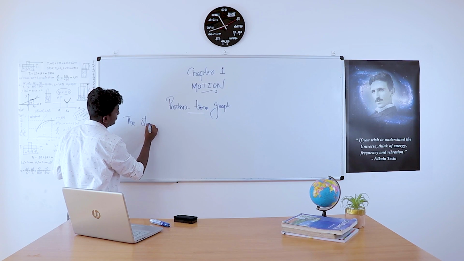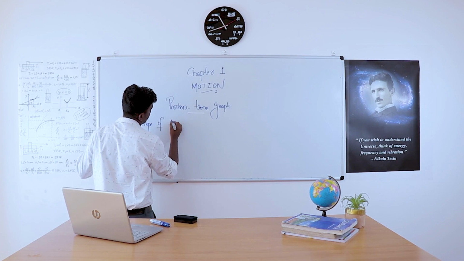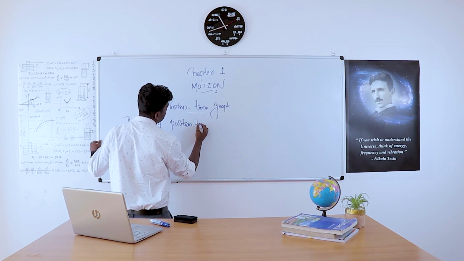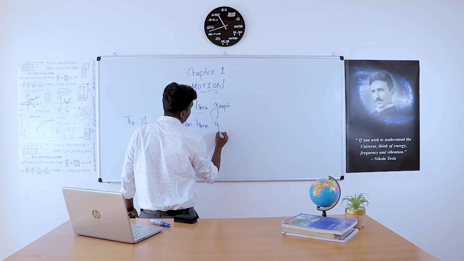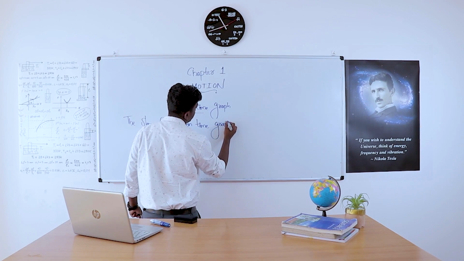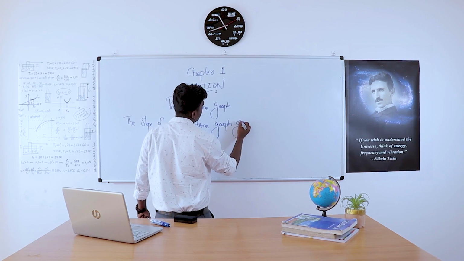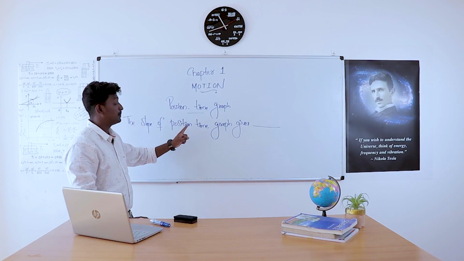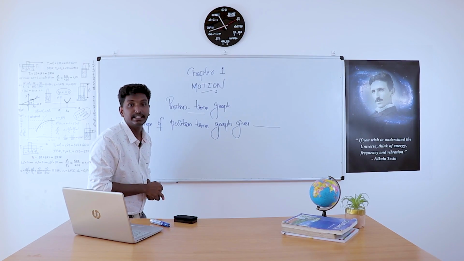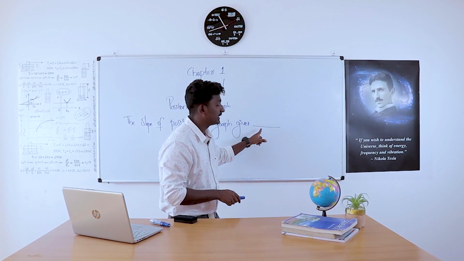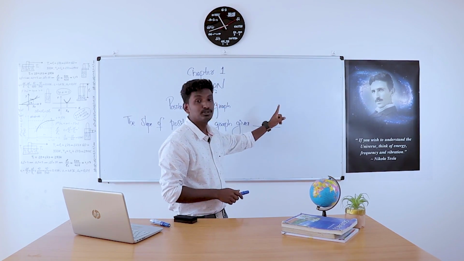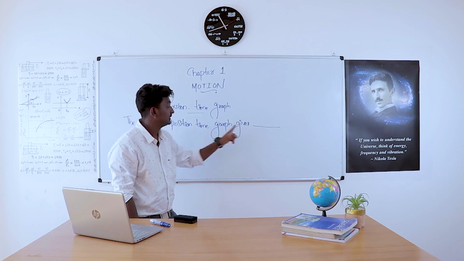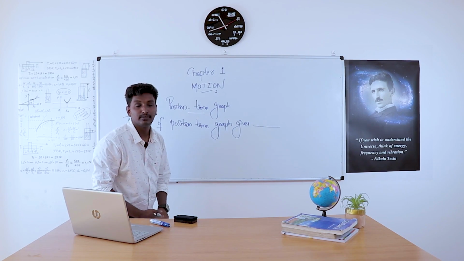The slope of position time graph gives a term. I have not written it now. We have to find this term and then we can fill the blank space. The slope of position time graph gives dash.